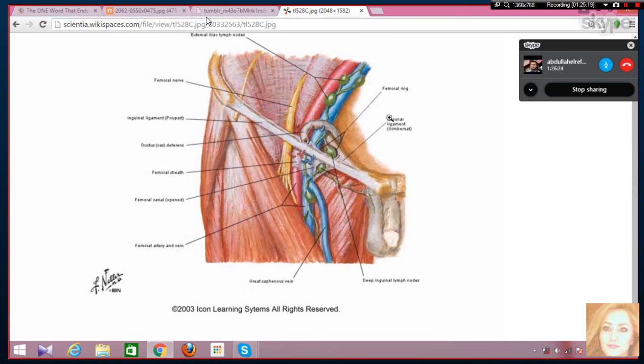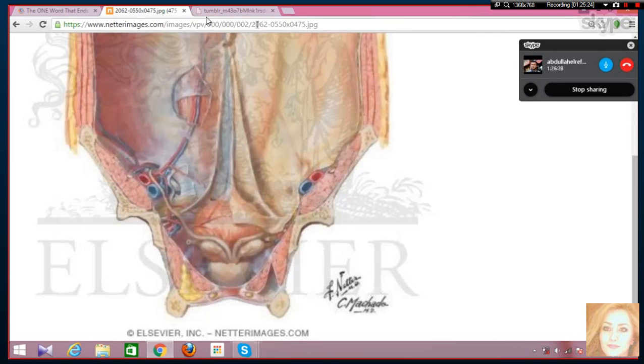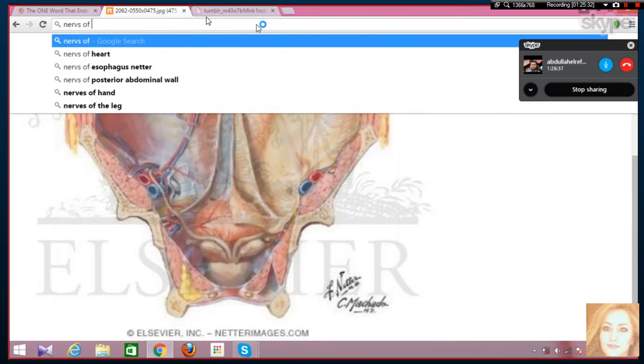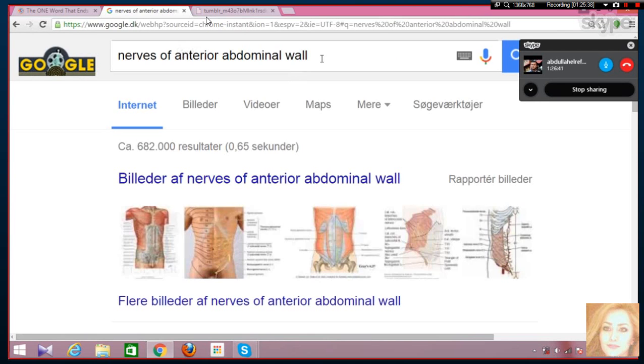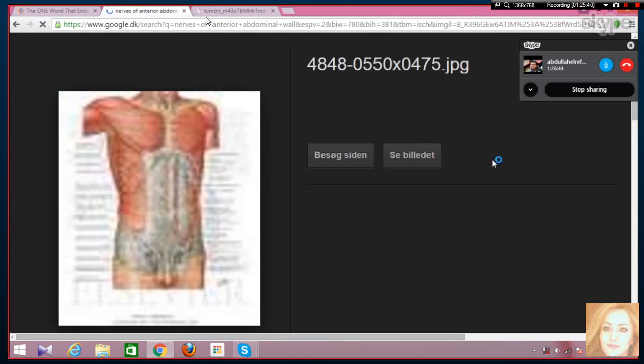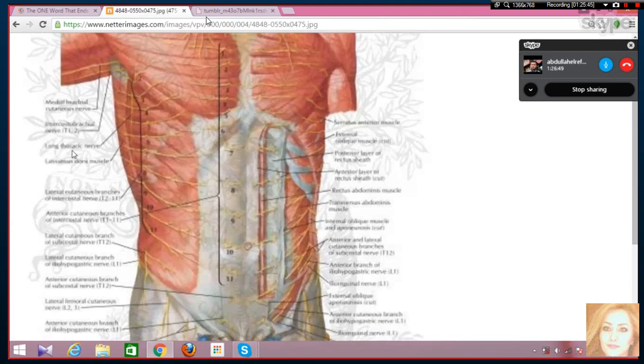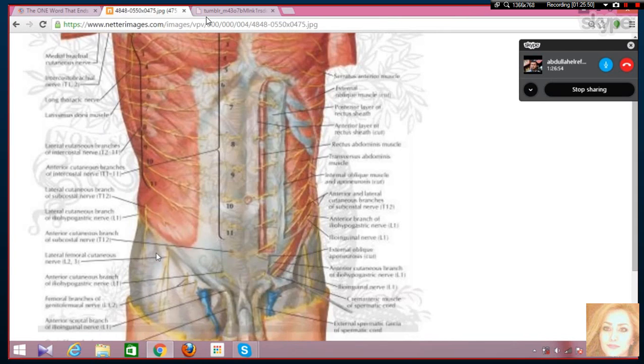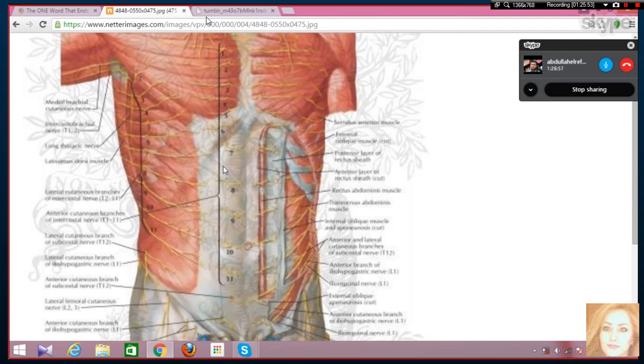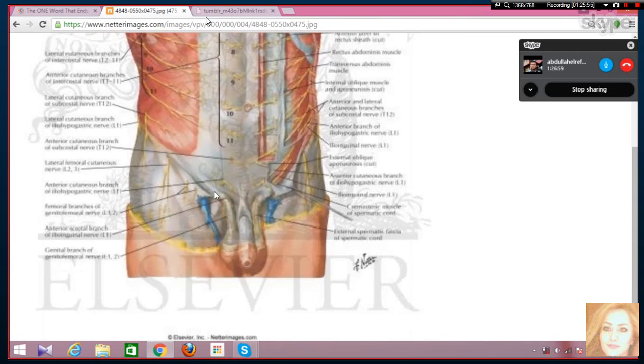No? So let's see. We saw the abdominal wall. Let's see the blood vessels and nerves of the anterior abdominal wall. Which nerves do we have? What do you think? We have the intercostal nerves, from T7 to T12. T12 is called subcostal, right? They give muscular branches, and anterior and lateral cutaneous branches.